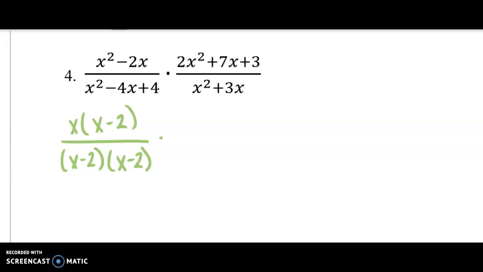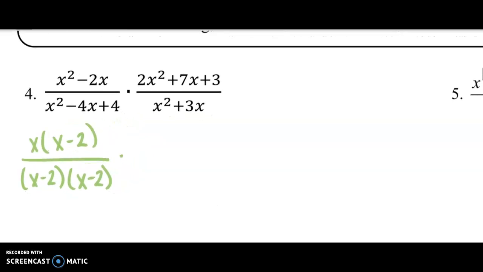This next one, 2x squared plus 7x plus 3. I'm going to have to do the British method, which is the forced grouping. So I'm going to do that off to the side so it doesn't get in the way of my problem. So 2 times 3, so what multiplies to 6 adds to 7. That's going to be 6 and 1. So it's going to be 2x squared plus 6x plus x plus 3. Force that into a grouping problem.